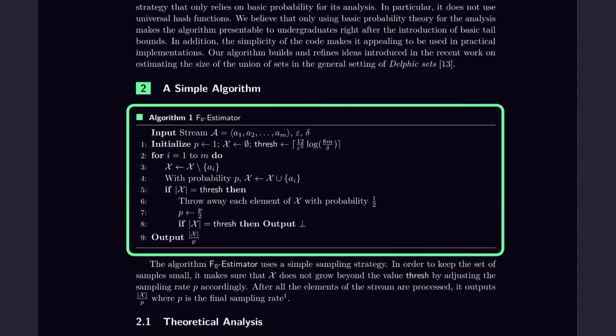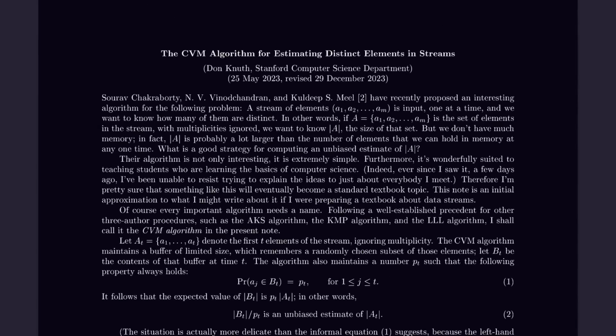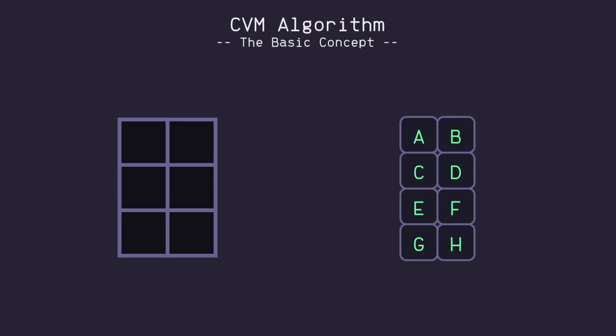It prioritizes memory efficiency by using probability to compute an approximation. The algorithm caught the attention of the famous computer scientist Donald Knuth, calling it not only interesting, but extremely simple. He coined it the name CVM algorithm after its 3 founders. Here's the basic concept of the algorithm. First, let's introduce a probability factor such as 1/2, like flipping a coin. Now, as we go through each item, we flip a coin. If it's true, the item gets added to our memory pool, and if it's false, we just skip it.